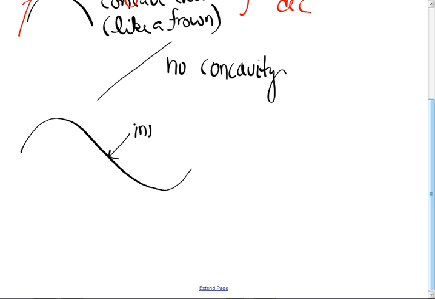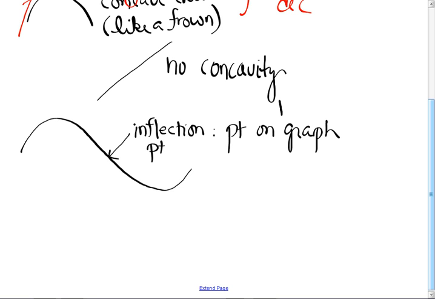Have you heard that one? You've never heard of an inflection point? No, not necessarily. I'm just asking. Okay, an inflection point is a point on the graph. This is a definition, where the function changes concavity.